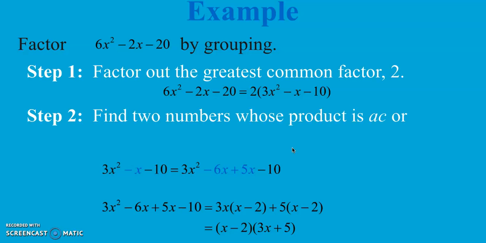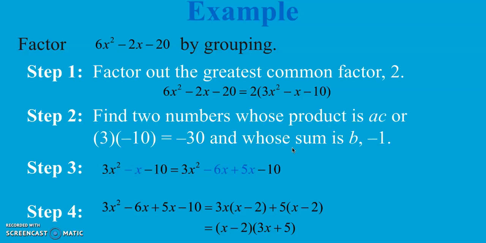Here's another one. I'm going to just push up all the steps so we can see. Factor by grouping. I look at my pieces. In this case, I can factor out a greatest common factor of 2, so I do that. I pull out a factor of 2. I do my math. 2 goes into 6 3 times, 3x squared. 2 goes into 2x 1 time, so I have a negative x left over. 2 goes into negative 20, negative 10 times.